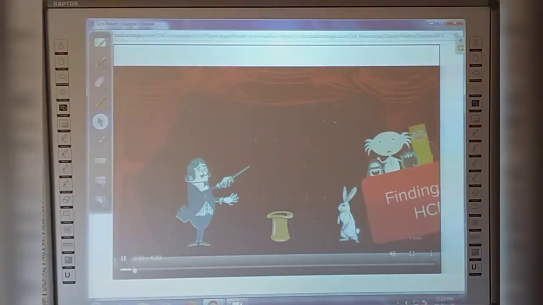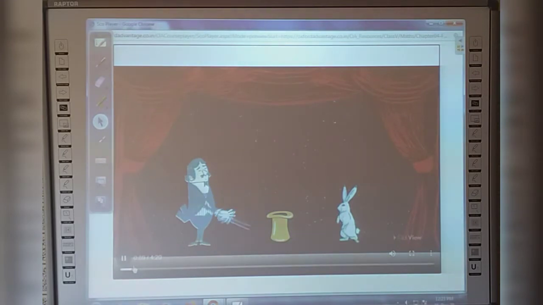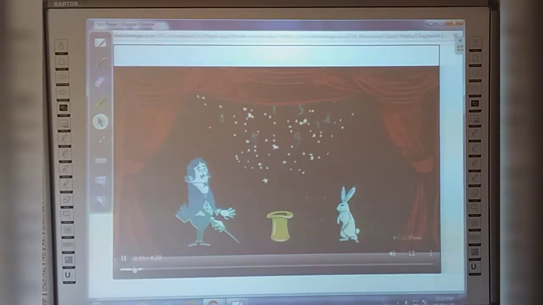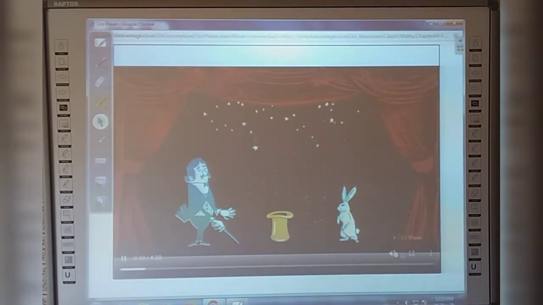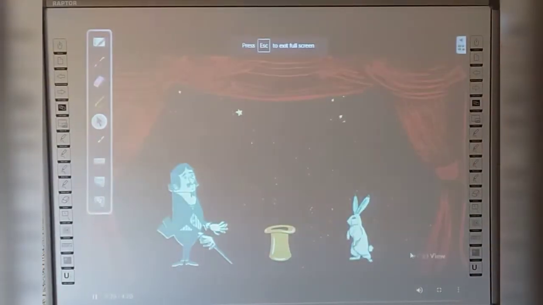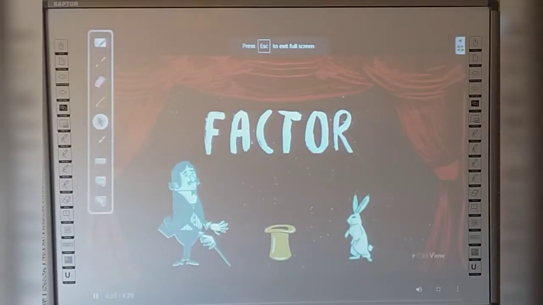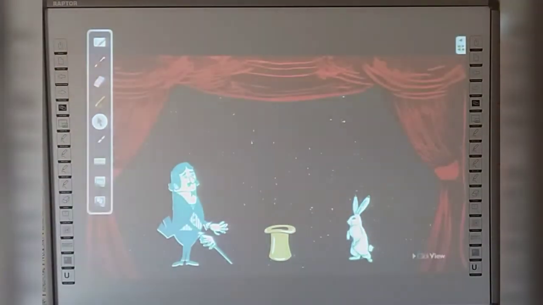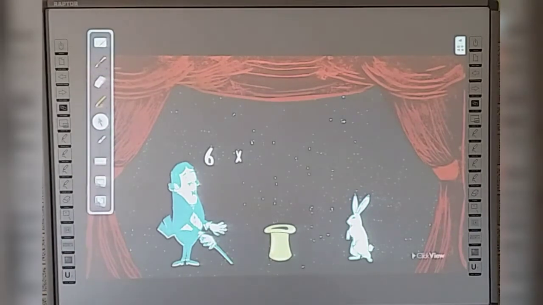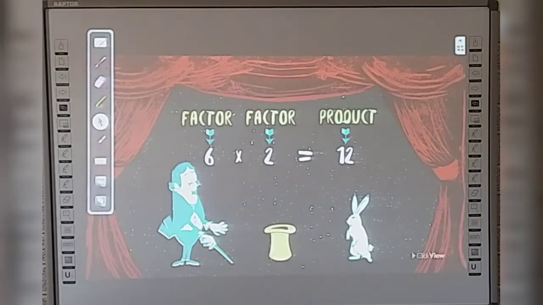Welcome to the magical world of mathematics. A place of wonder where we can learn tips and tricks to help solve the problems of everyday life. Are you ready to discover a new magic trick? Do you remember what a factor is? A factor is a number that we multiply with another number to get a product. In other words, factors are numbers that can be multiplied together to give you a specific number.